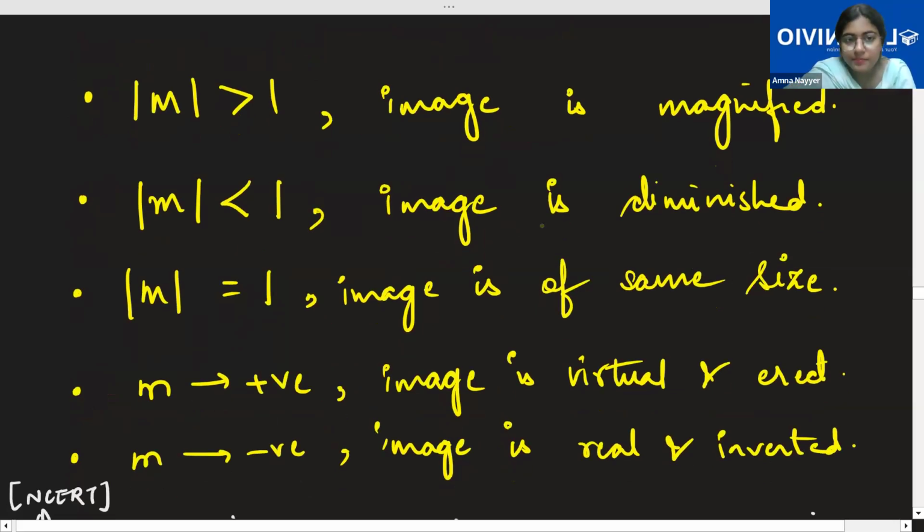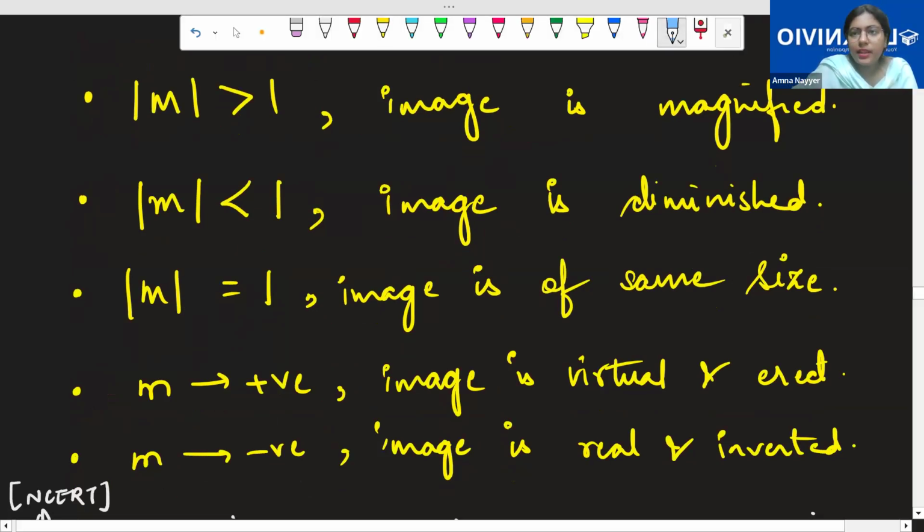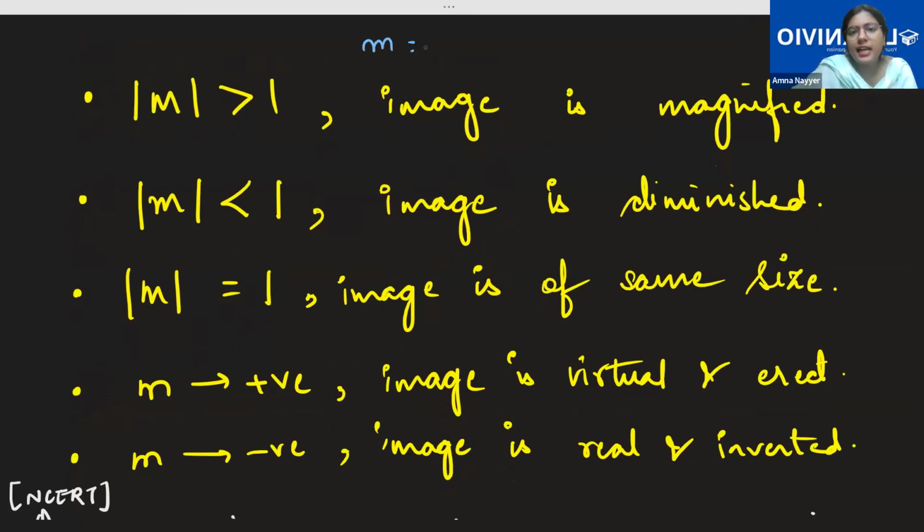The next thing I was telling you was how to identify the nature of the image and the size of the image. First, you calculate its magnitude. Let's say I have the magnification as -5, and another one is plus 0.5. First, you take its magnitude. Magnitude means just the number without any signs. So -5 will be just 5, and plus 0.5 will be only 0.5. Then you see, is it greater than 1?